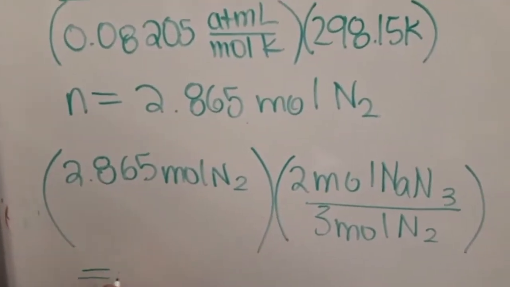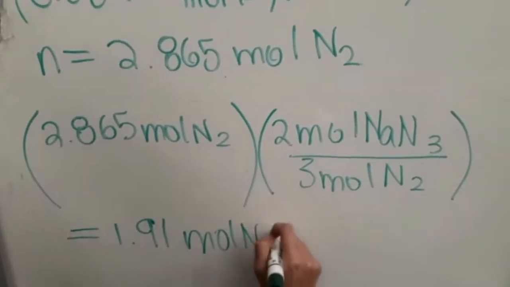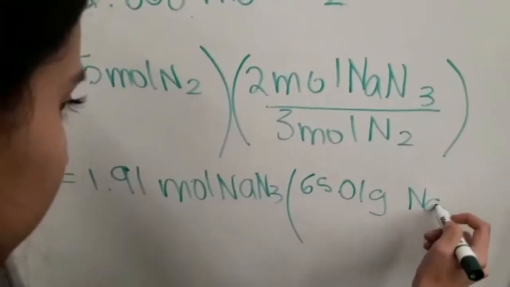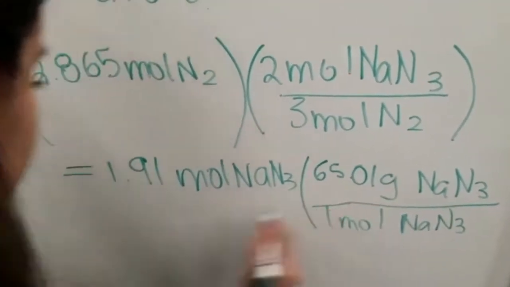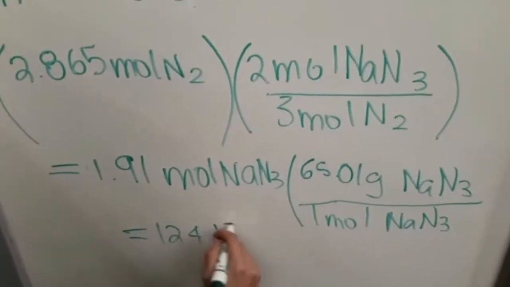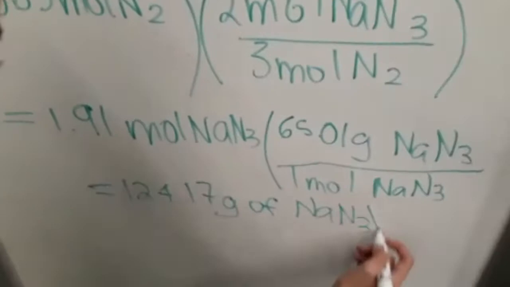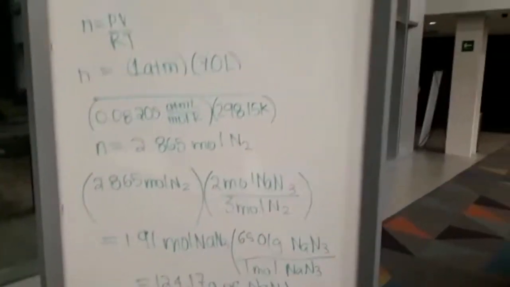298.15 Kelvin. With this, we obtained the moles of nitrogen gas needed, but then we used the formula to find the relationship between the nitrogen and the sodium azide. After doing the calculation, we could see that we needed a total of 124 grams of sodium azide.